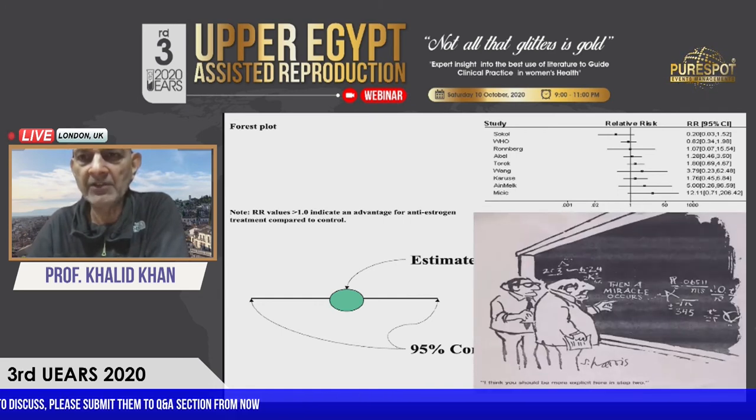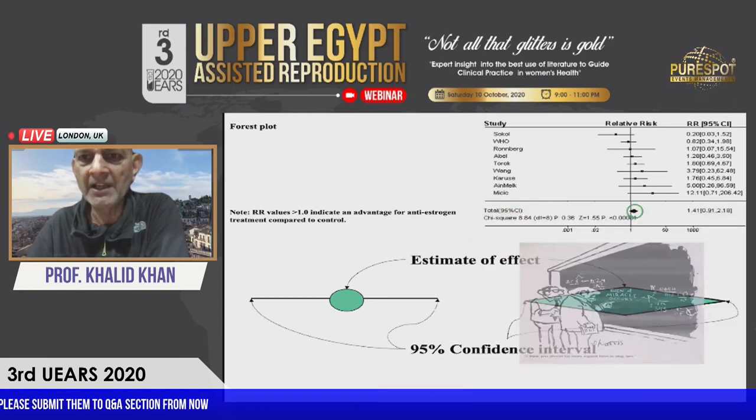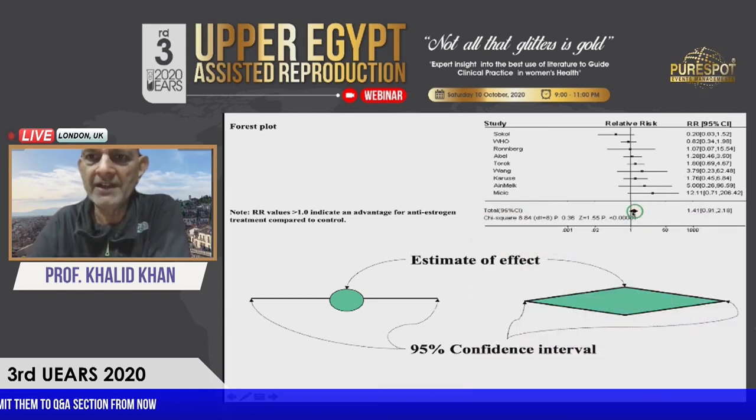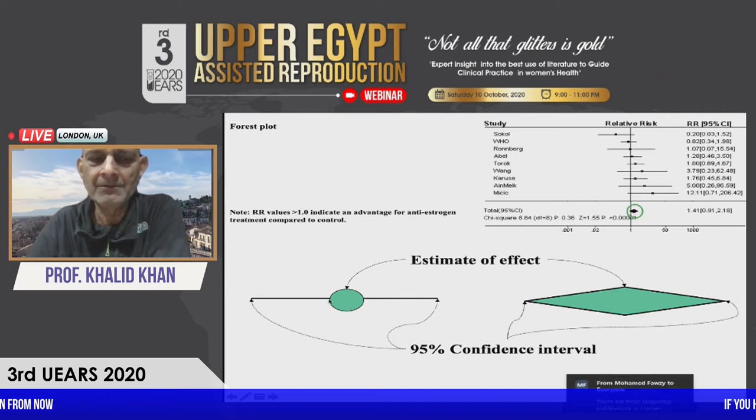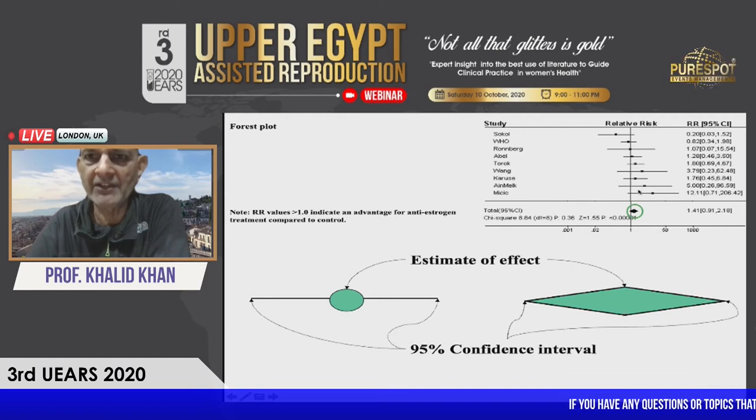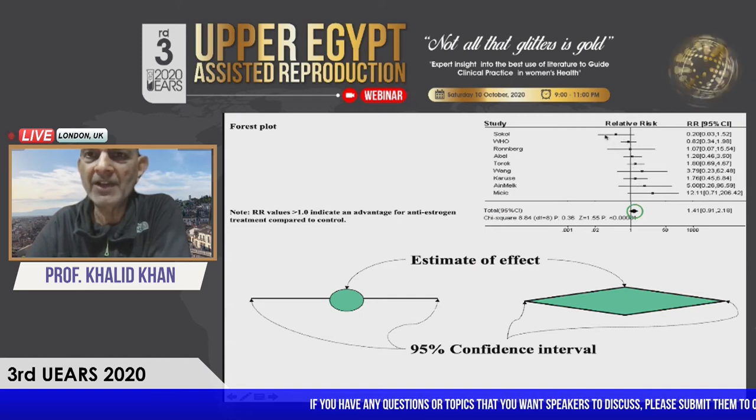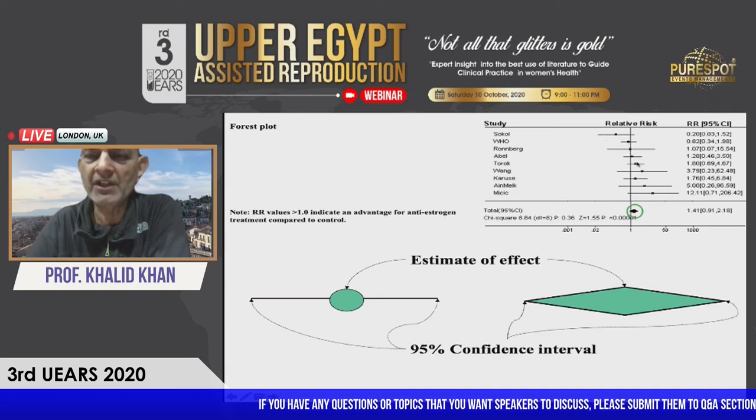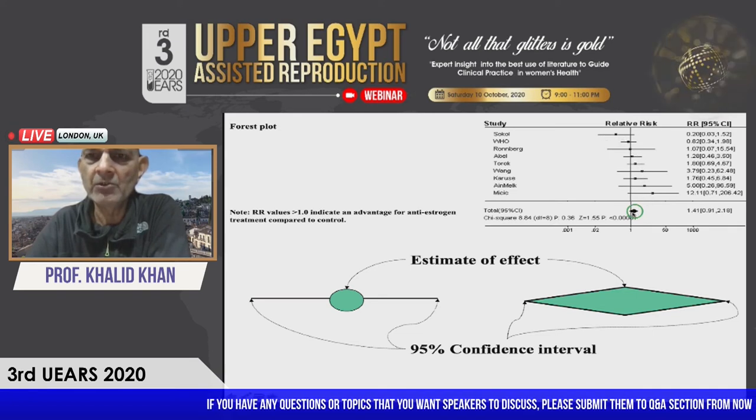If we put all this information into a software, a miracle occurs and we get what is called a diamond. This diamond is exactly the same as this blob and the line across it. The middle of the diamond represents the blob or the effect size that summarizes all of these things statistically. And this is a confidence interval, which summarizes and reflects the sample sizes of each of the studies put together into a single analysis.